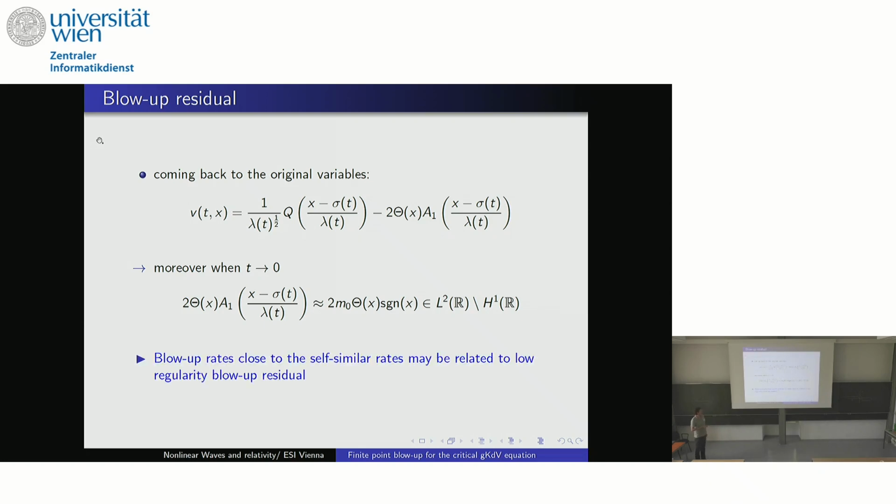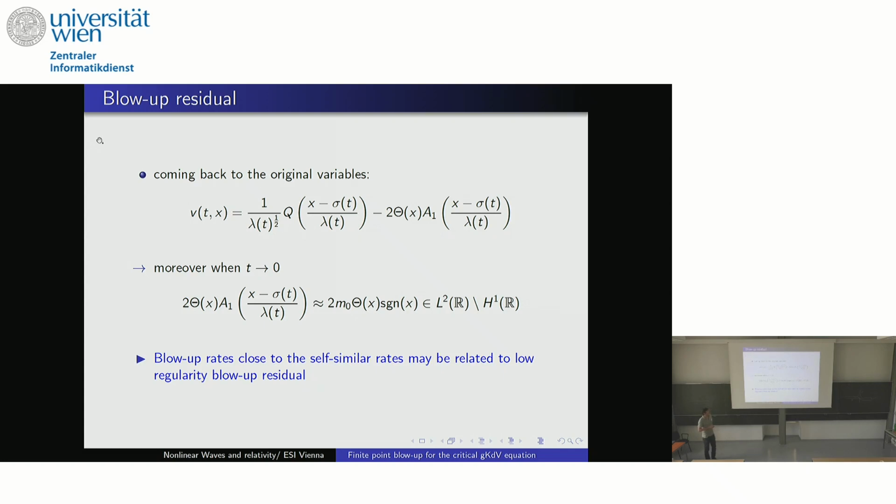Okay? And so this is a personal thought. It's not a proof or something, but it seems to me that the blow-up rates closer to the self-similar rate may be related to low regularity of the blow-up residual. So somehow in the classification, for the 1/t rate, the residual is H1. But for example, when you look at the log-log blow-up, in the papers of Merle and Raphael, the blow-up residual is only in L2. So this may be something related here.